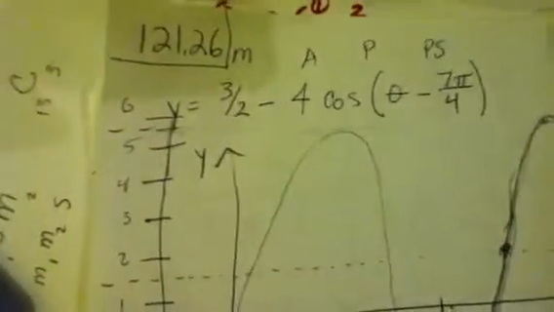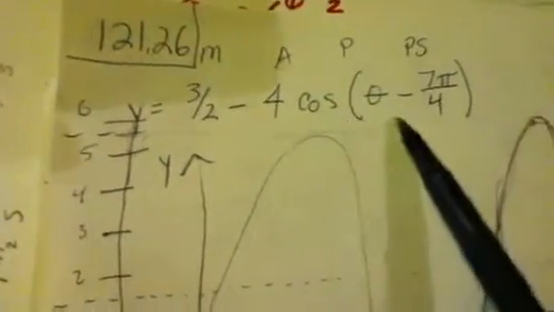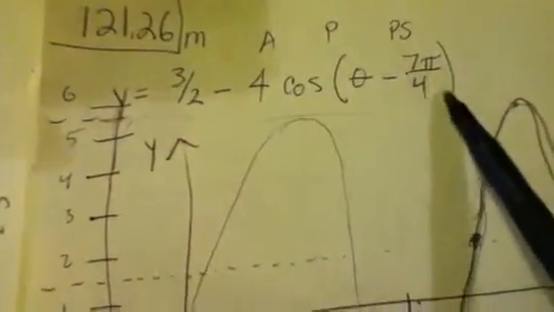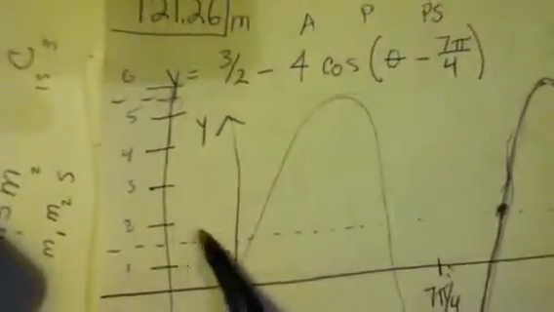Here's 121, number 26. Hopefully this doesn't turn out upside down like the last one. We have 3/2 minus 4 cosine (pi minus 7 pi over 4). So I wrote maps above it. So the midline's at 3/2, so that's going to be somewhere in between 1 and 2.